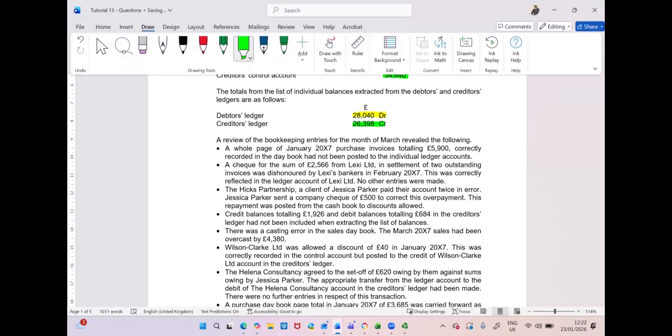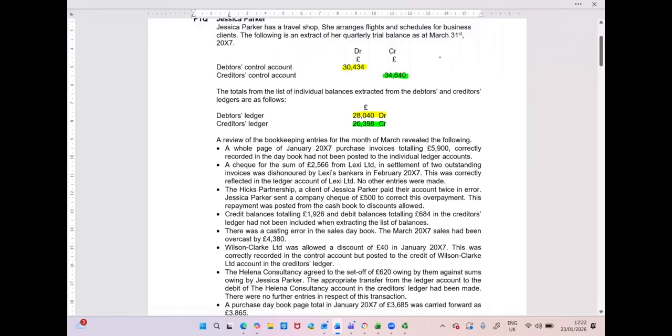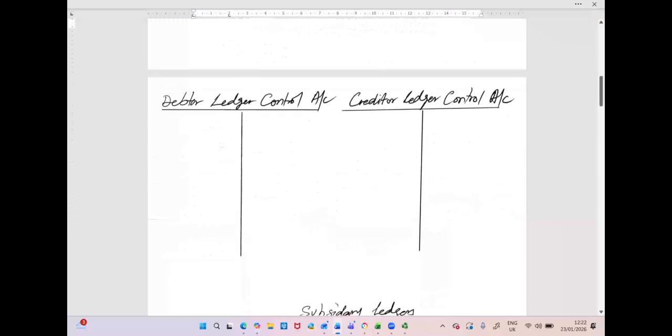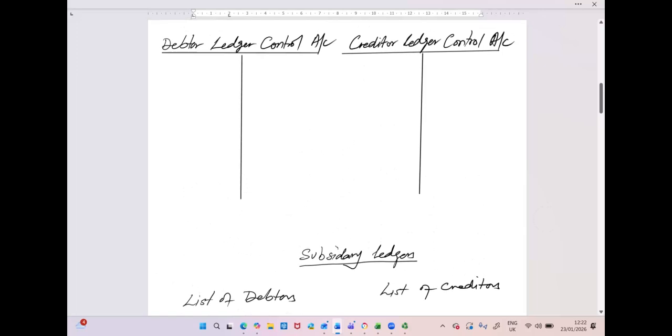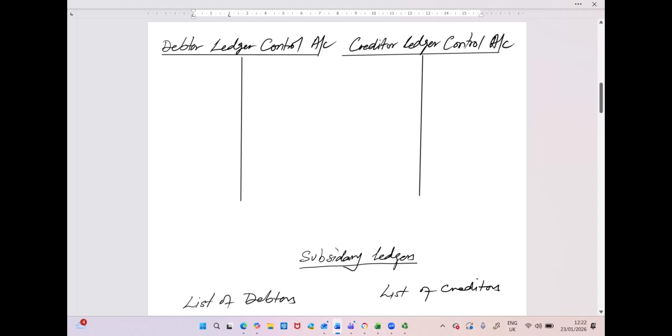So what I'm going to do is record these balances into my T accounts at the bottom. I already have them ready. So debtor ledger control account, brought down balance, I'm going to record 30434, and the creditor ledger control account balance brought down is 34640.